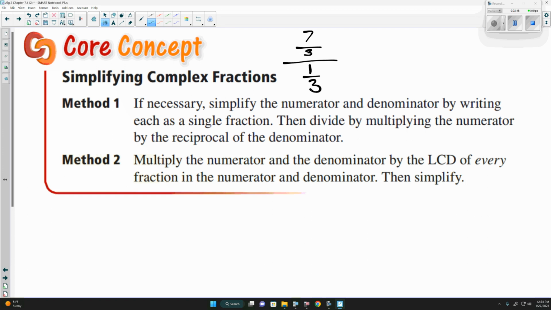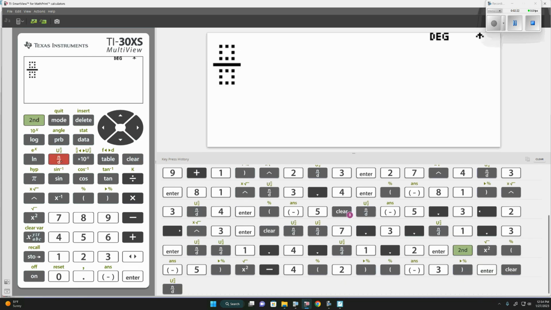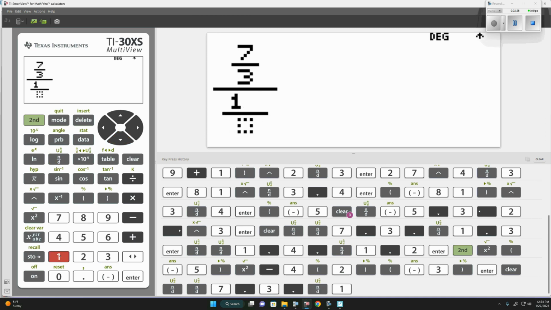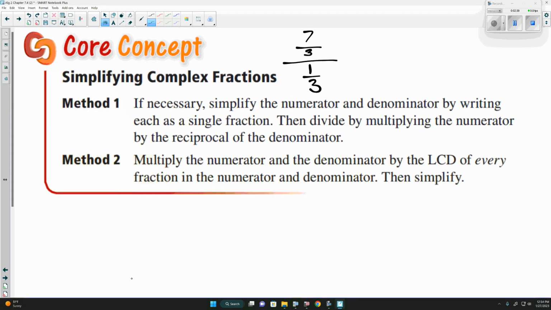Now, with this example here, it's kind of nice because we can say 7/3 over 1/3 and the calculator tells us the answer is 7. It'll simplify it for us. We don't have to do anything with that there. Unfortunately, we can't necessarily do it with the ones we'll look at today because of variables. Variables are a little bit trickier. We can't just plug those into the calculator.